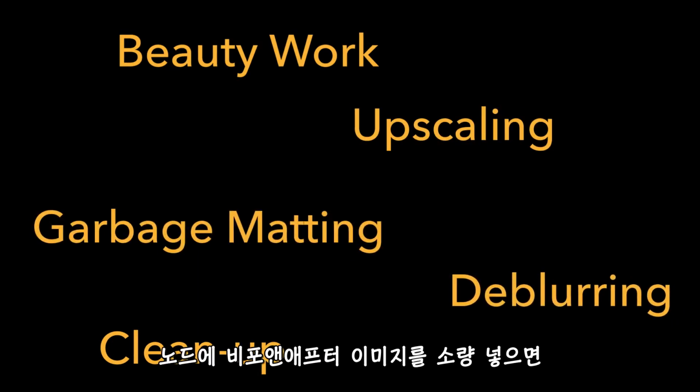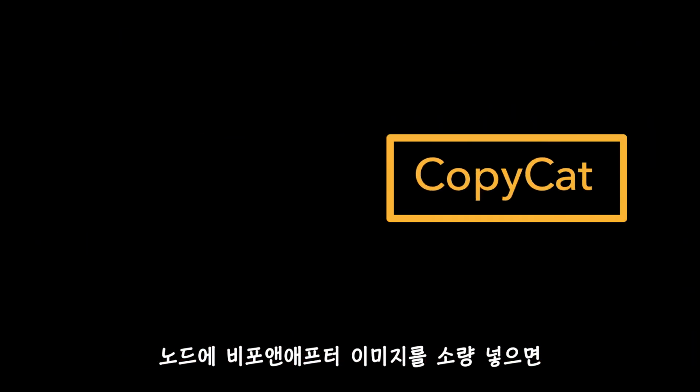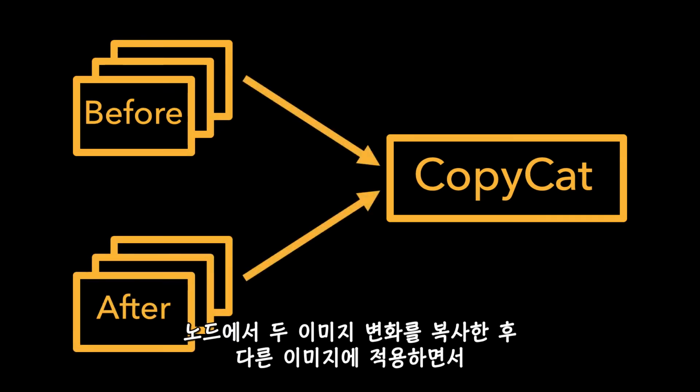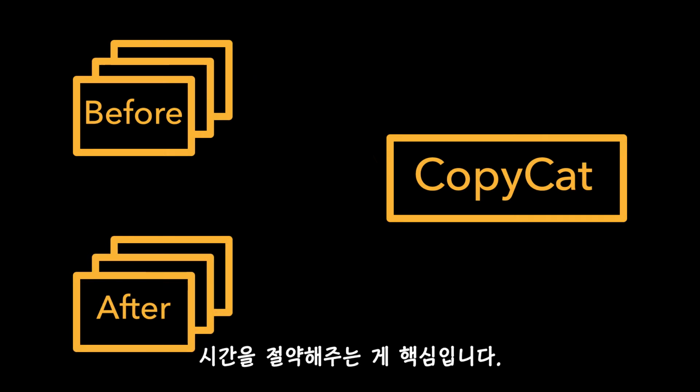The key concept here is that you'll feed the node a small number of before and after images, and then the node will do the hard work by learning how to copy the transformation to get from one to the other, saving you a lot of time.